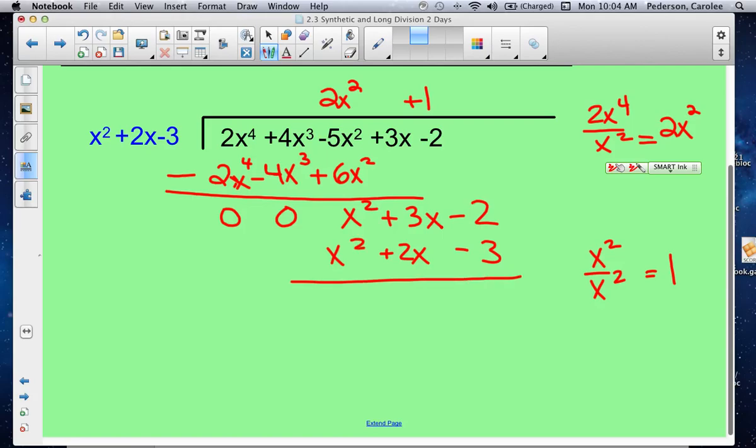Now I have to change all of the signs. It's going to be a negative x squared, a negative 2x, and then a plus 3. X squared minus x squared is 0. 3x minus 2x is 1x. Negative 2 plus 3 is 1. Now if I go one more time, x divided by x squared, can I do that? No, it's too small. So this is called my remainder.